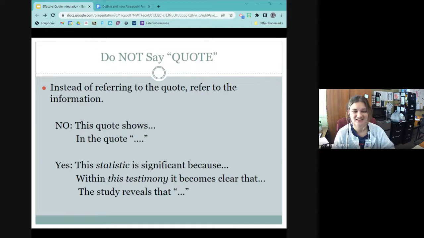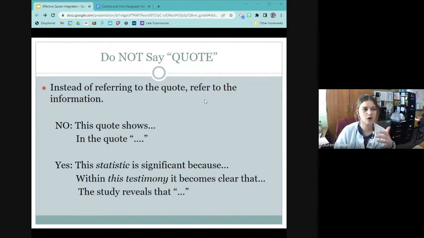Instead, talk about what specific information is in that quote or piece of evidence. So instead of "this quote shows" or "in the quote," talk about the statistic, talk about the testimony, think about the study. What aspect of that evidence is significant when we're starting to think about what you're going to say?